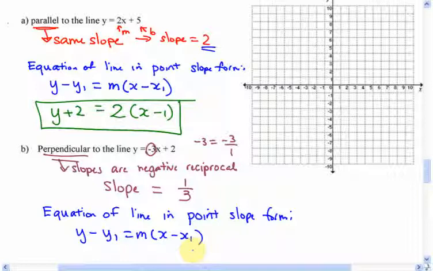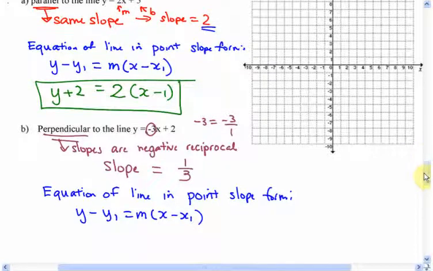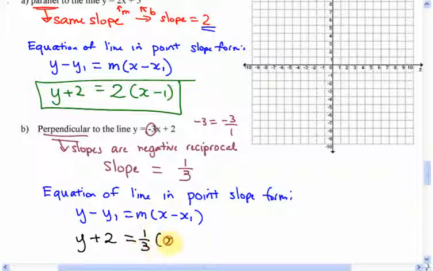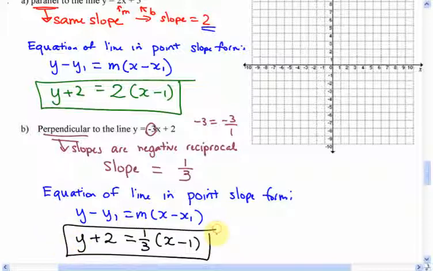So what do we have here? y plus 2 equals, what's m? 1 over 3, yes. x minus 1. Hallelujah, we are done.